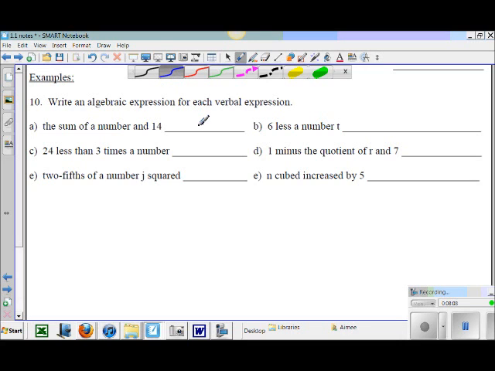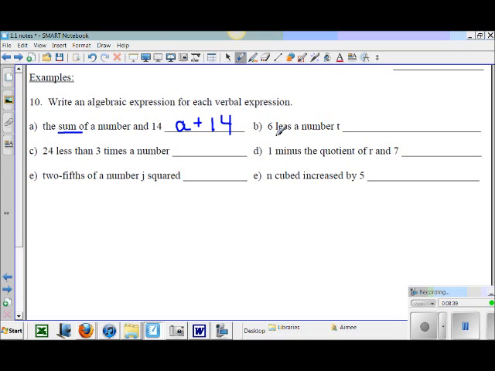Your first set of directions are going to be to write an algebraic expression for each verbal expression. So in example A, we have the sum of a number and 14. So sum, as we saw in our table, we learned that that means add. We have a number. Well, they don't specify what the number is. That doesn't mean I'm going to pick my favorite number of 10 and write that down. That means I'm going to use a variable. So I'm just going to use the letter A. And then we're going to add that to 14. And that is what the sum of a number and 14 would look like.